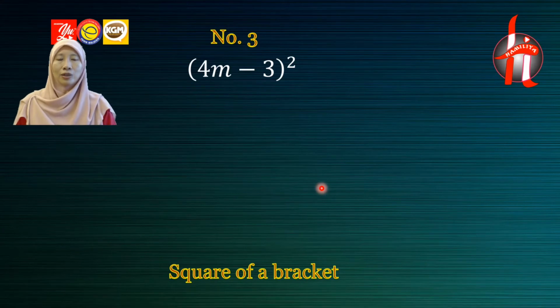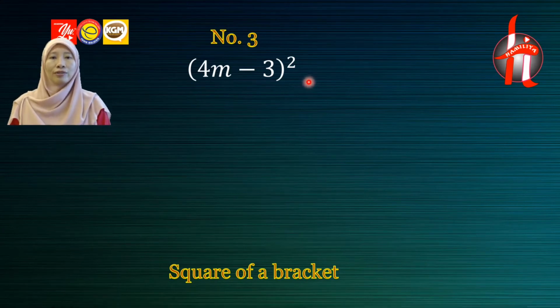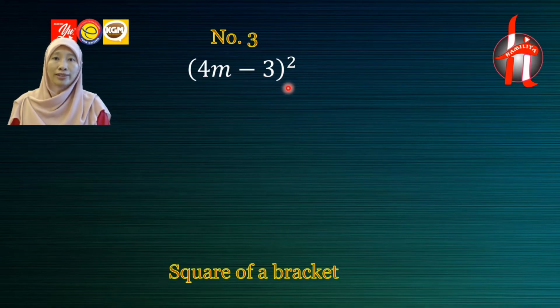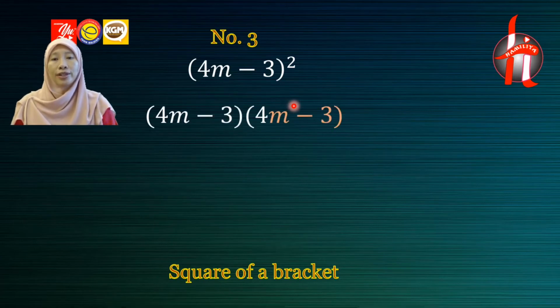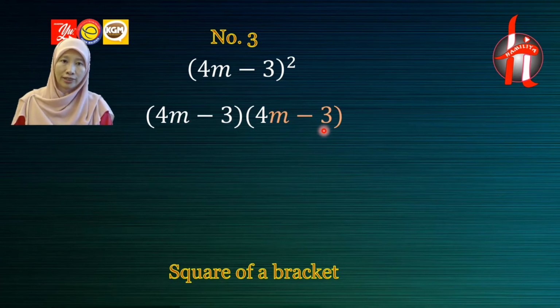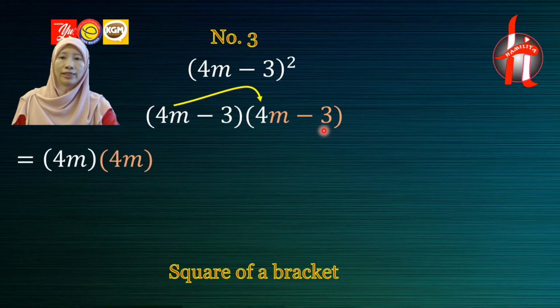Now let's see question number 3. Now this time we have a bracket squared, 4m minus 3 bracket squared. So how do we deal with this? When we have squared, it means that the expression multiply with itself. We just write 4m minus 3 multiply 4m minus 3 again. Right? So we just do like what we have done earlier.